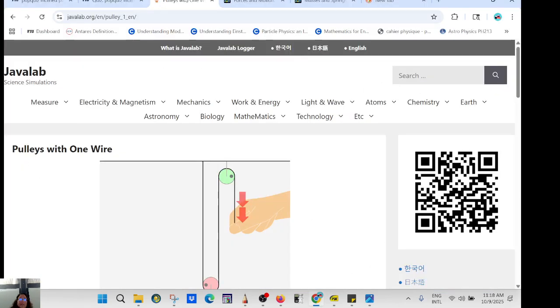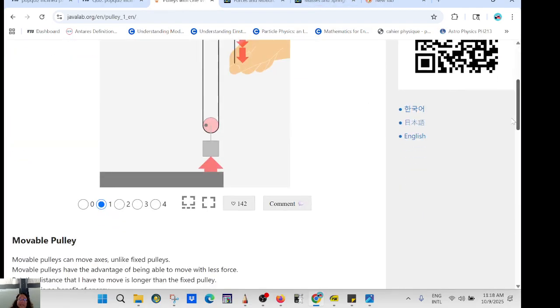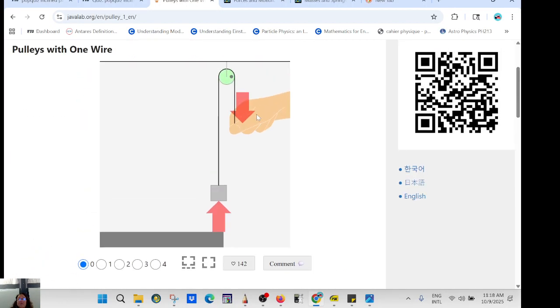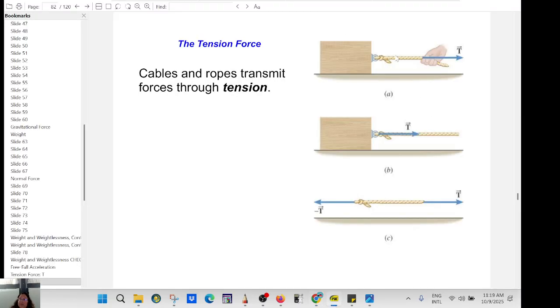So for example, just a simple pulley here. If you are pulling with 10 pounds, you can lift 10 pounds. So the force here will be the weight. This is 10 pounds. Okay, so you have to balance out 10 pounds. So the force, this one and that one, will be equal to each other. So the force will be the same.